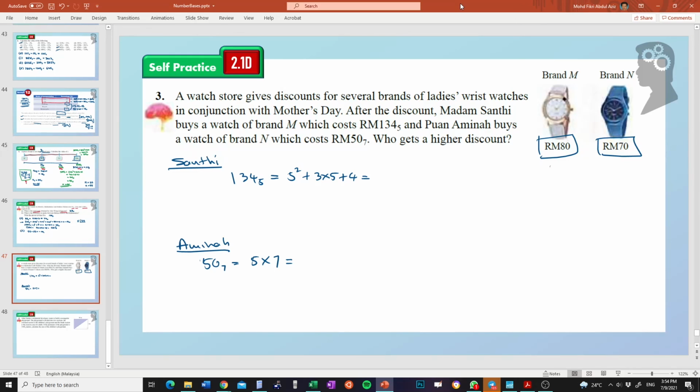Tak apa, semua dah settle. Saya dapat 35. So this is 44. Yes. Ya, ini 50% diskaun.